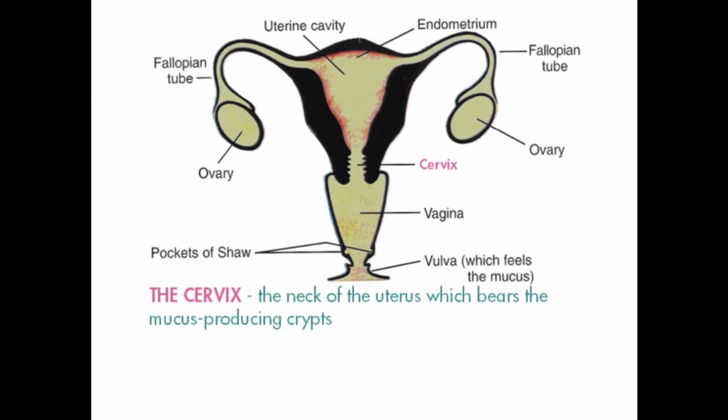The cervix is the neck of the uterus. It has a vital role to play in fertility, for it is there that the mucus is produced, which can keep sperm alive in a woman's body until they can reach and fertilize the egg. This is also controlled by the ovarian hormones.